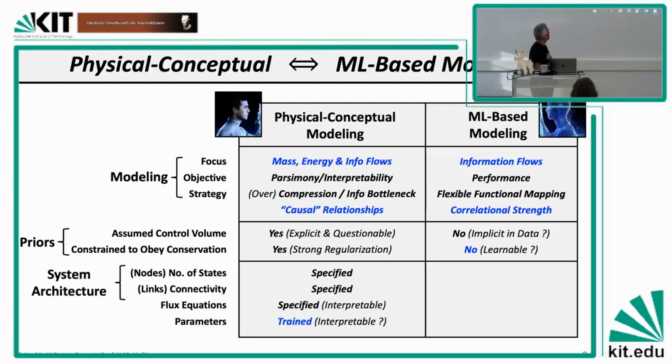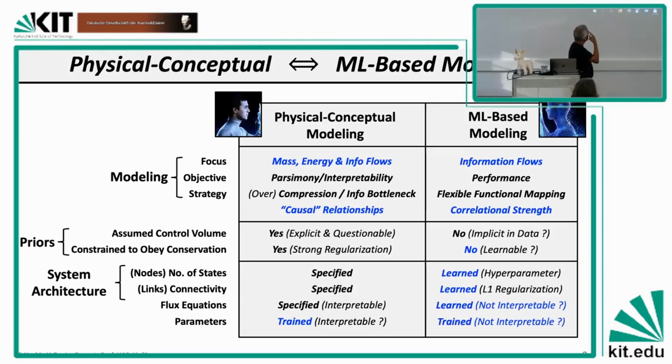And then if you look at the architecture, as I mentioned earlier, in the physical approach, you specify the states, you specify the connectivity between the nodes, you specify the equations, and they have meaning to you as a physical scientist, typically, maybe, not always. And then you just train the parameters. That's all you do. You take your model, it's off the shelf, maybe you modify it a little bit, and then you just train the parameters and hope it works.